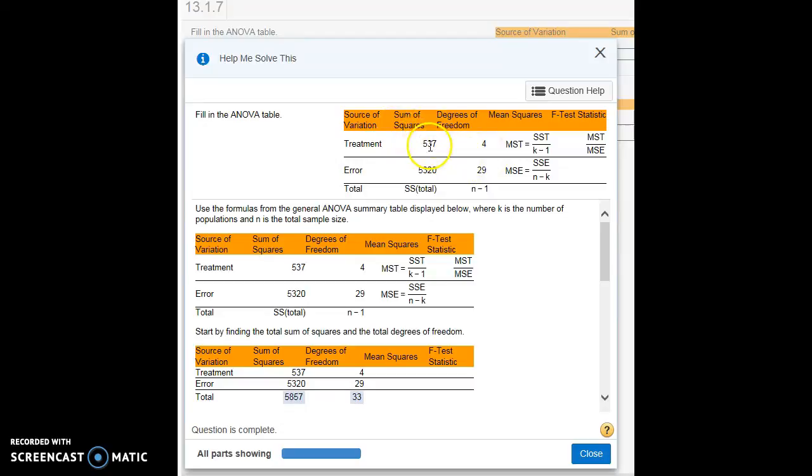The sum of the squares is right here, where they take the mean from each sample and subtract the overall mean and square it. They've done that. It's 537, and we need to divide by 4. That's what MST is going to be on top. Another way to think of that top part is between samples variability, as illustrated on page 625. We're comparing each individual sample to the overall mean, so we're seeing the differences between the samples.